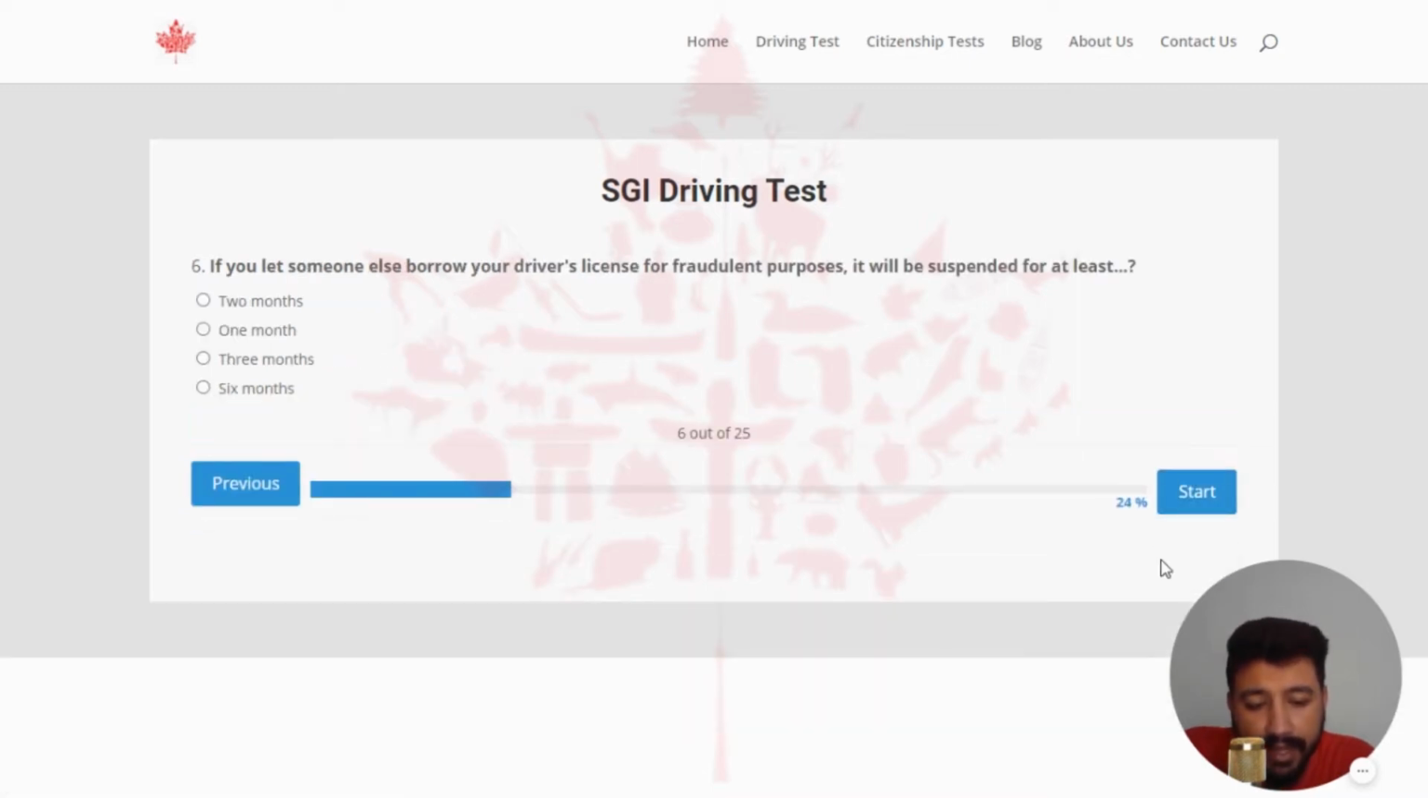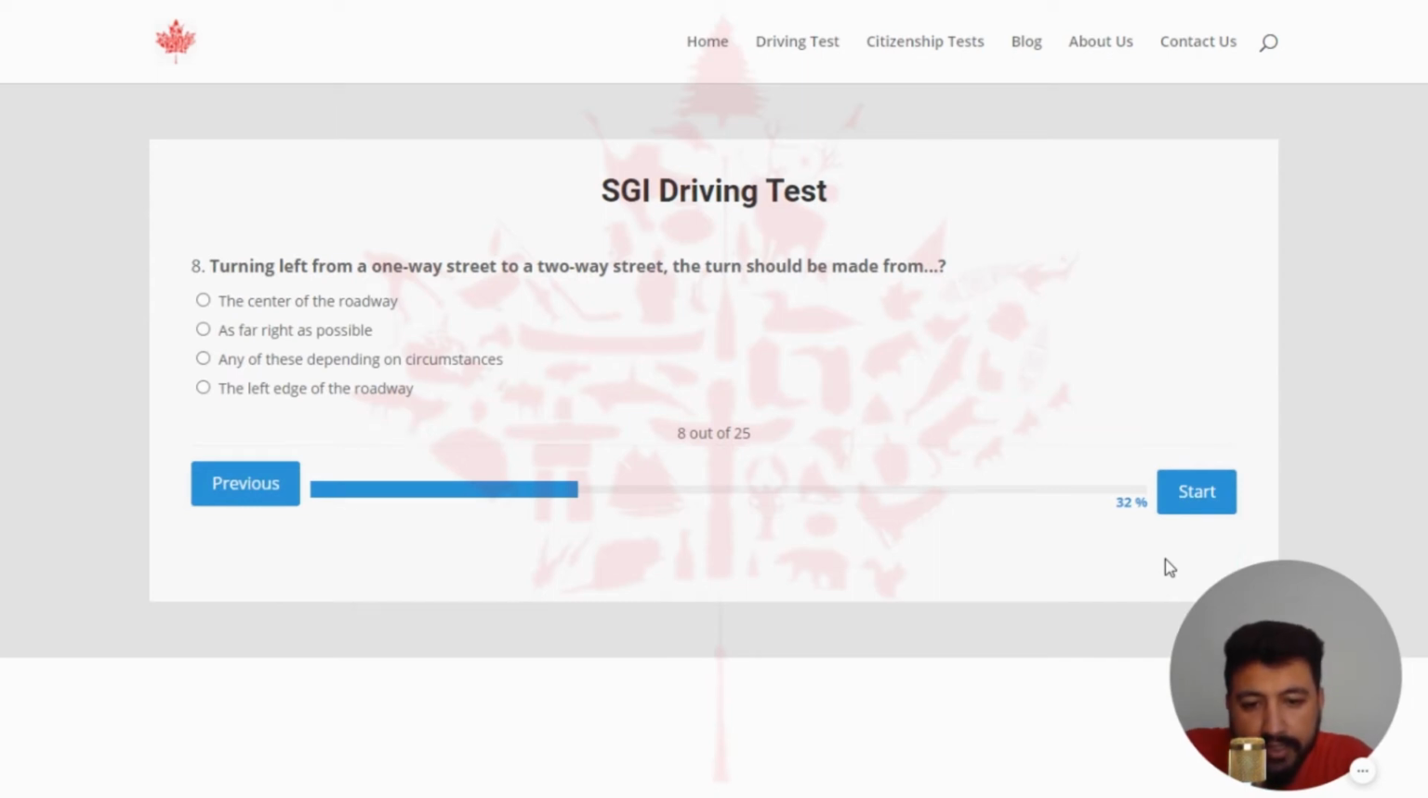Next. If you let someone else borrow your driver's license for fraudulent purposes, it will be suspended for at least. The right answer of this question is 3 months. So I'm going to select the third one. Next. Driver inattention and distraction is responsible for what percentage of all collisions in Saskatchewan? The right answer of this question is 18%. Next, the eighth question is, turning left from a one-way street to a two-way street, the turn should be made from. The right answer of this question is the left edge of the roadway. So I'm going to select the last one.